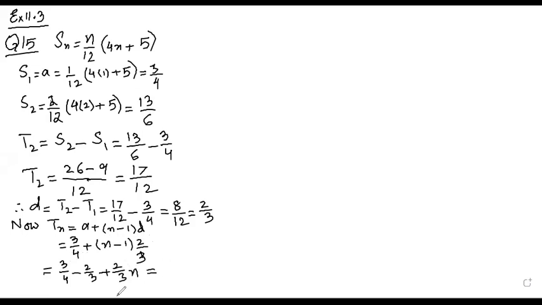So this will be equal to 9 upon 12 minus 8 upon 12, 1 upon 12, plus 2 upon 3n. And this is the answer. Okay, so this was question number 15. So now we go to the next question, which is question number 16.